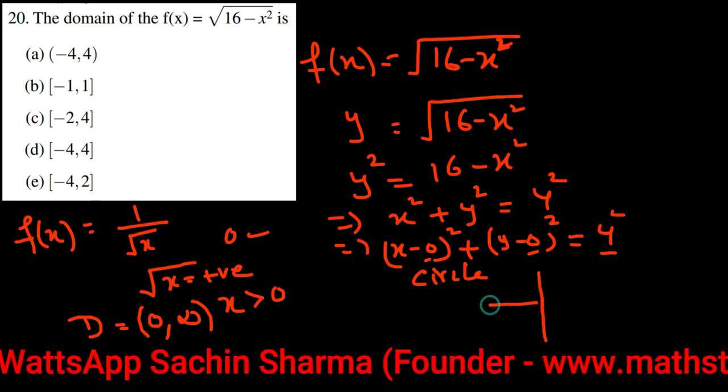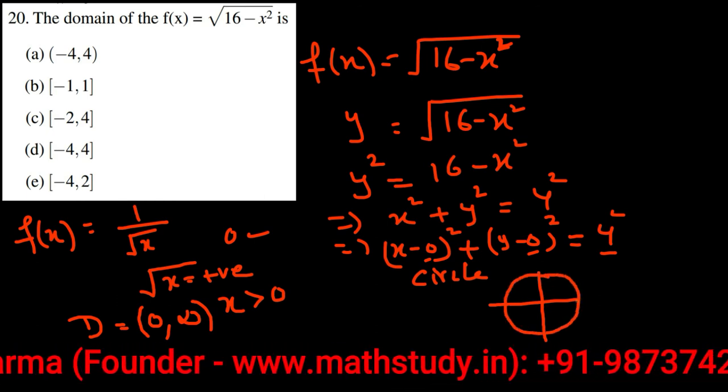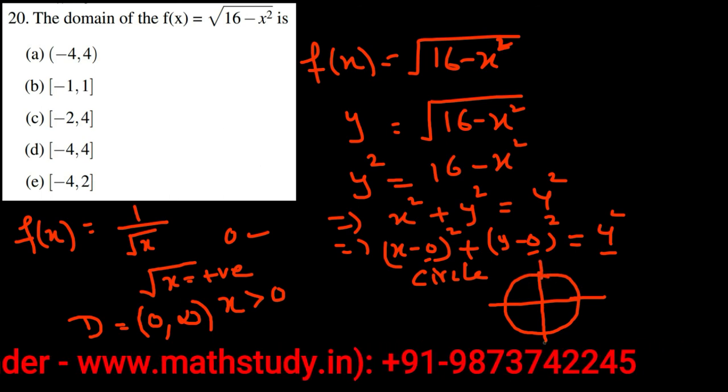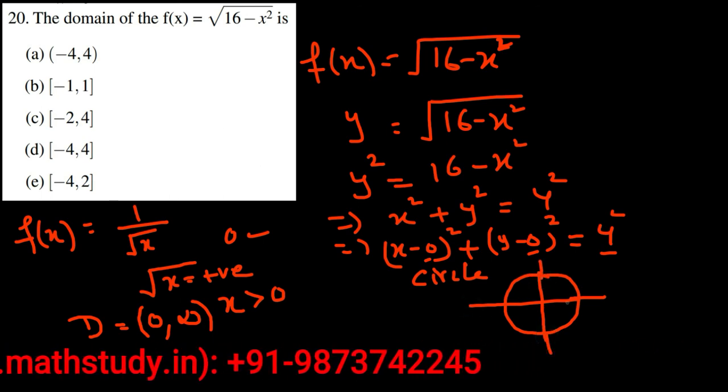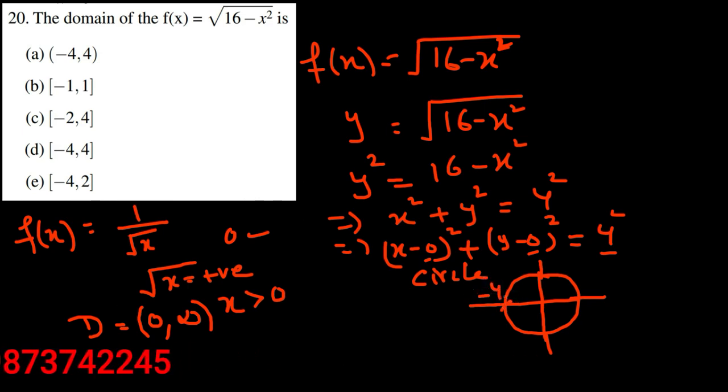So if we draw this circle, we will get a circle like this one. And the radius of this one is what? Obviously, the x values extend from minus 4 to plus 4, right?